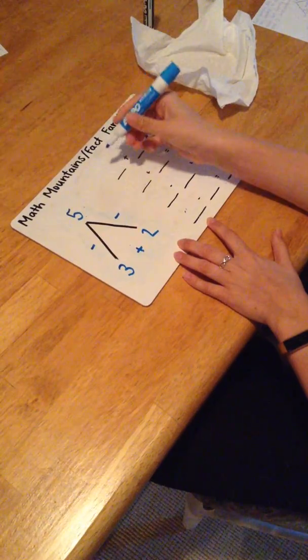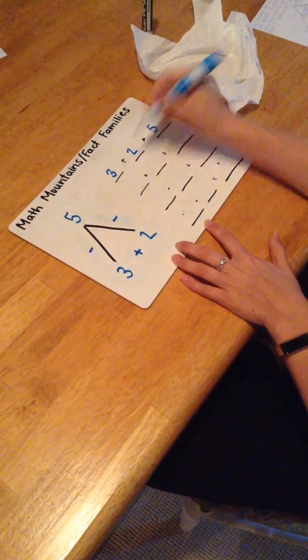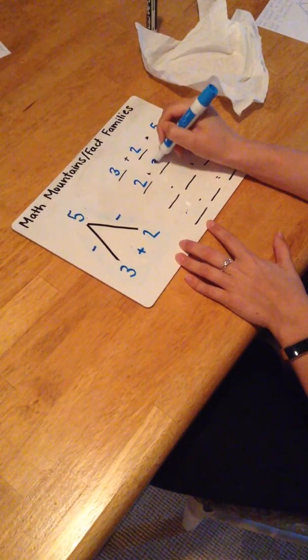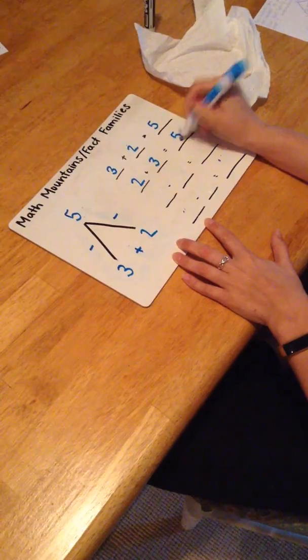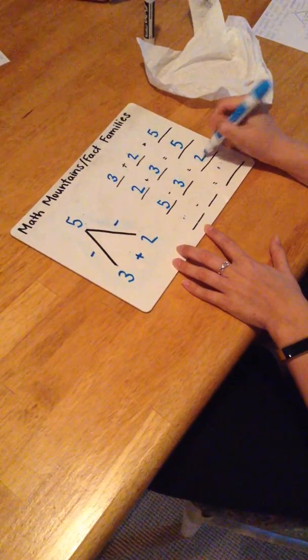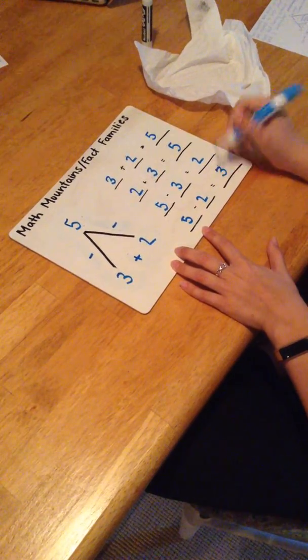So in this one you would start with 3 plus 2 equals 5. And it really doesn't matter which one you start with. I just like to start on the left. 2 plus 3 equals 5. 5 minus 3 equals 2. And 5 minus 2 equals 3.